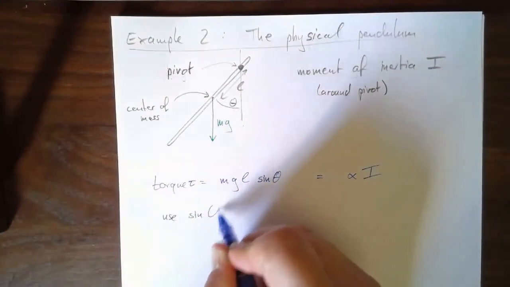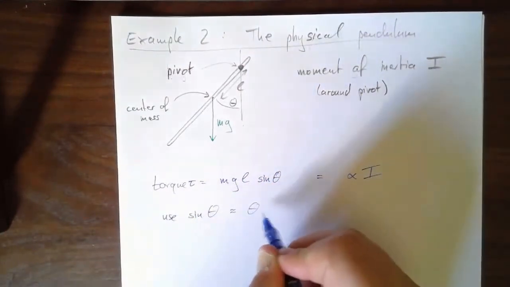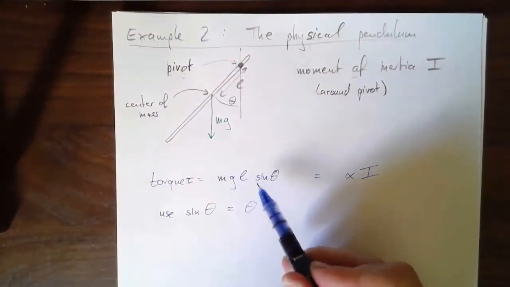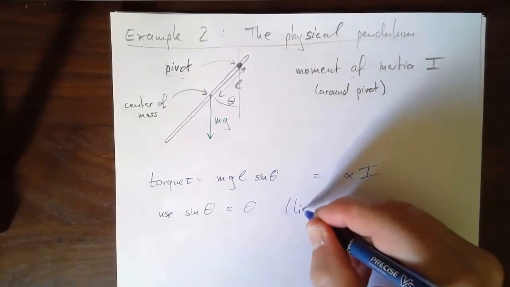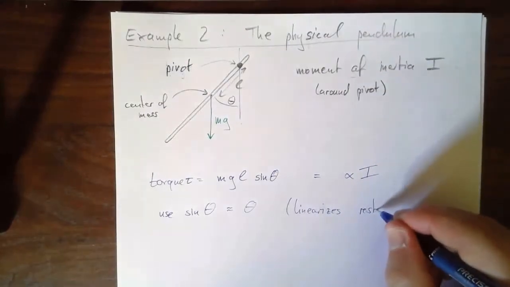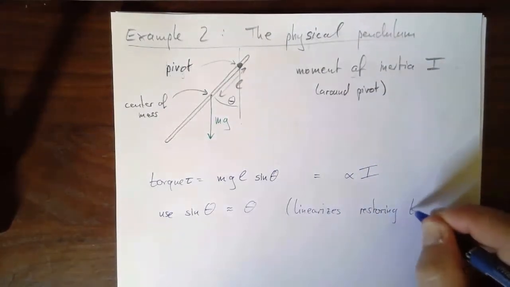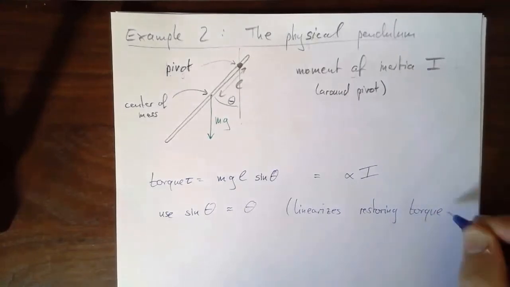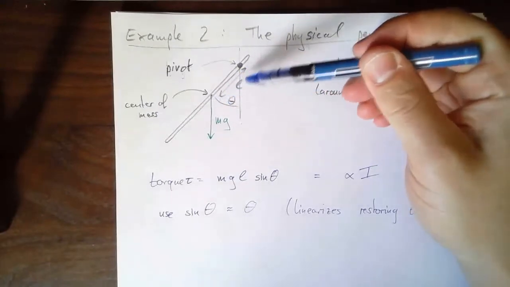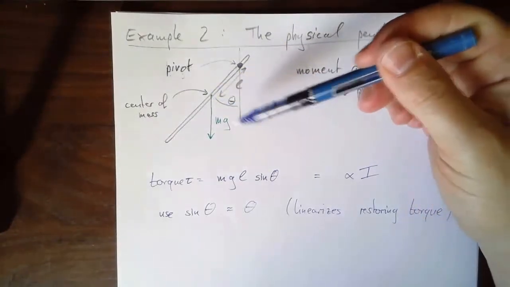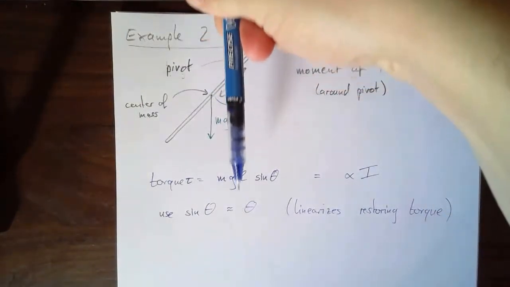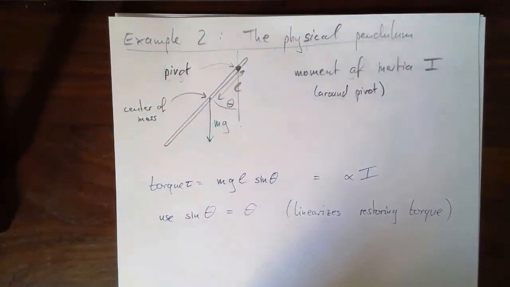We're going to use that sine theta is approximately theta, the thing we've done before. This linearizes our, in this case, restoring torque. Now, if you're confused about restoring force versus restoring torque, well, in this case, since I'm measuring the displacement of this pendulum by an angle, I'll have to talk about torque rather than force, but restoring torque is of course always towards the straight down equilibrium point.